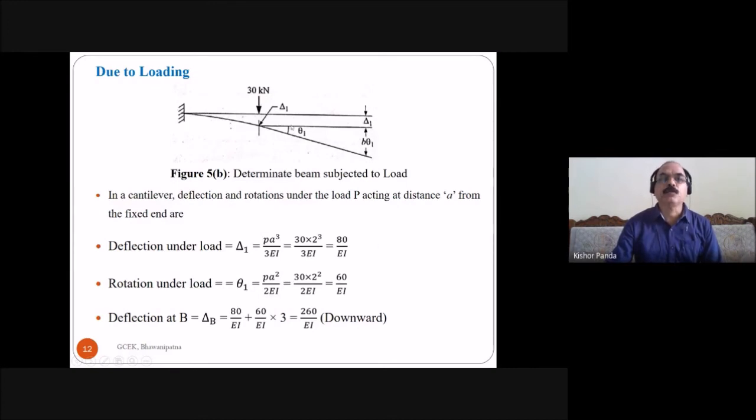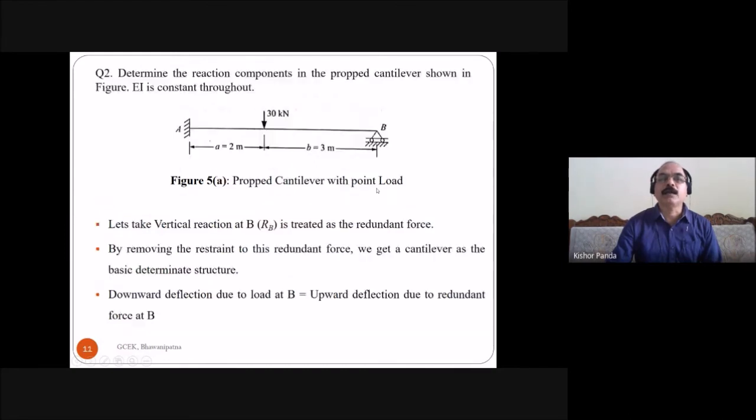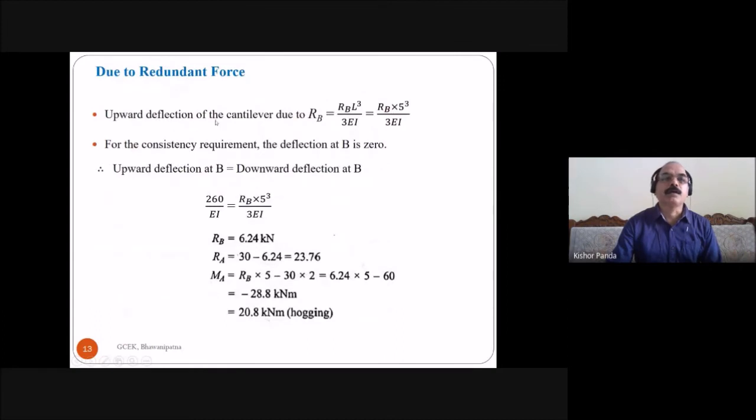Similarly, in the next case, you just remove the loading and, due to the redundant force, find out the upward deflection at B, the upward deflection of the cantilever due to RB. So this upward deflection is equal to RB into L cubed by 3EI. You know WL cubed by 3EI is the deflection for a concentrated load at the free end.